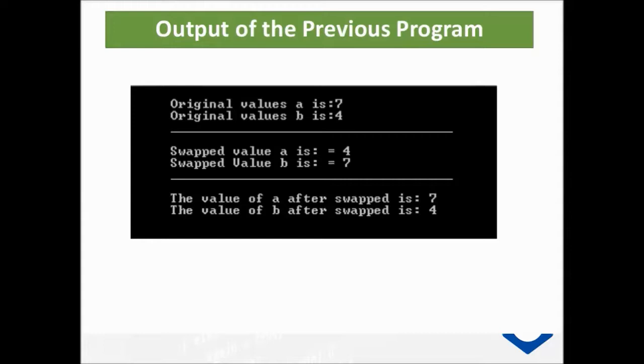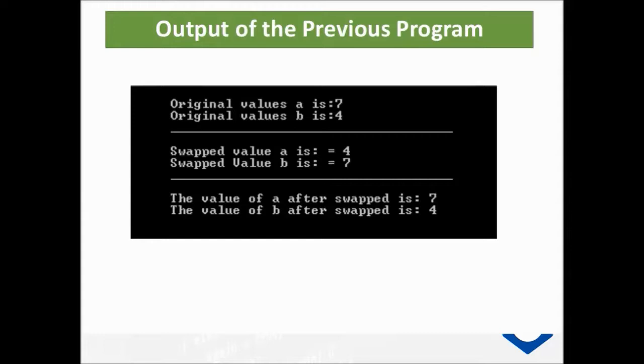Then control goes back to the main function, and into the main function after calling the swap function, we again write two lines to display the value of a and b. When these two lines are executed, it shows on the screen the value of a after swap is 7 and the value of b after swap is 4.